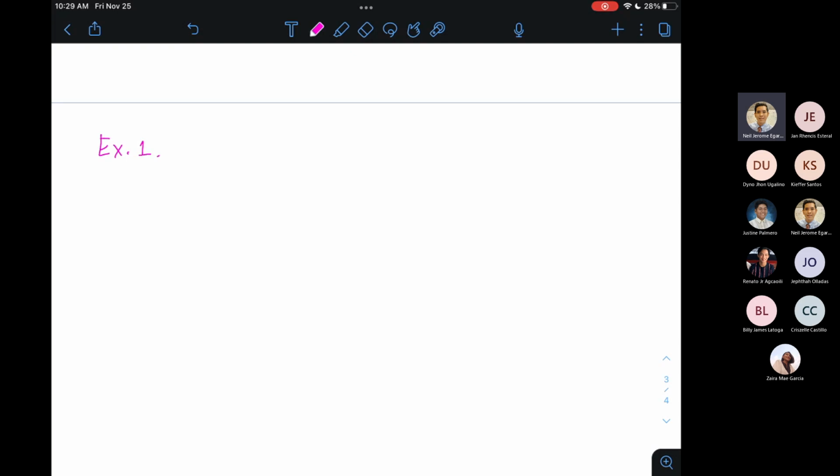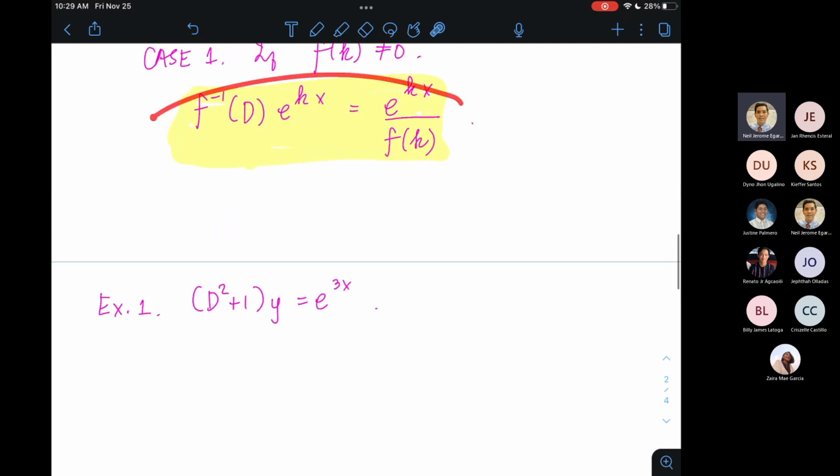So first, say our GLDE in example one is D squared plus 1 applied to y equals e to the 3x. Now, the right-hand side is an exponential of the form e to the kx, where k is equal to 3. So I will now try to apply case number one. I'm hoping that case number one will apply because that requires f of k to be not 0. Or in our case, f of 3 should not be equal to 0.